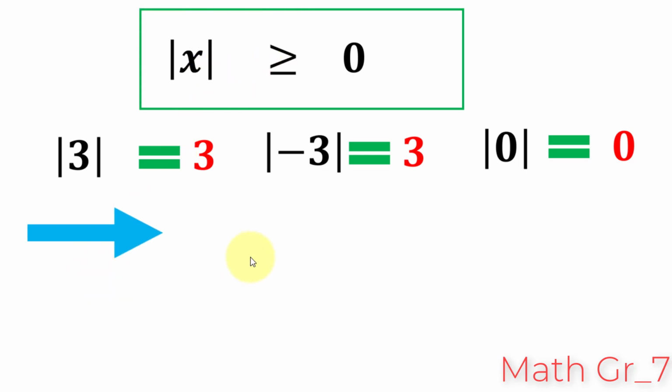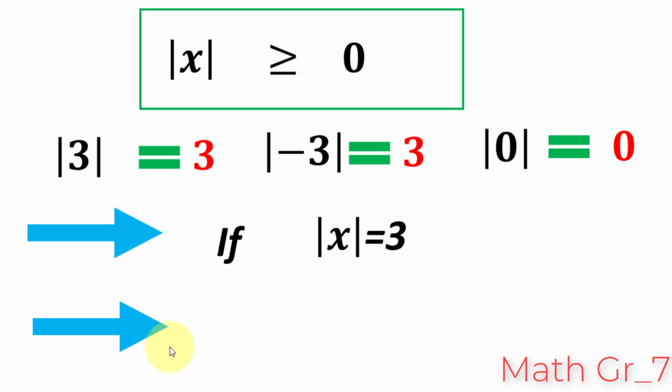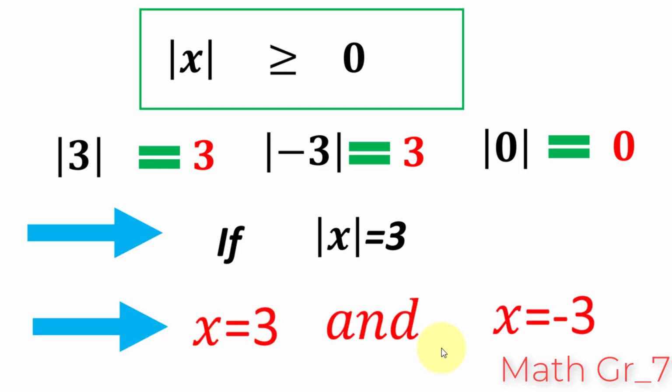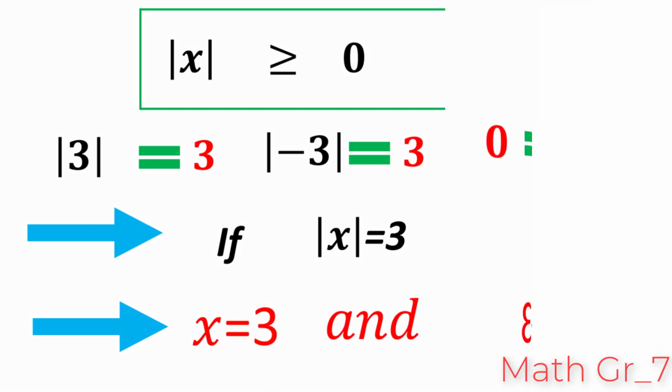Now, if we have absolute value of x equals 3, with x between the two vertical lines, x maybe equals 3 or negative 3. Now we get x is equal to 3 and x equals negative 3. So don't forget, if we have an expression between the two vertical lines, or inside the absolute value, we get two values, positive 3 and negative 3.